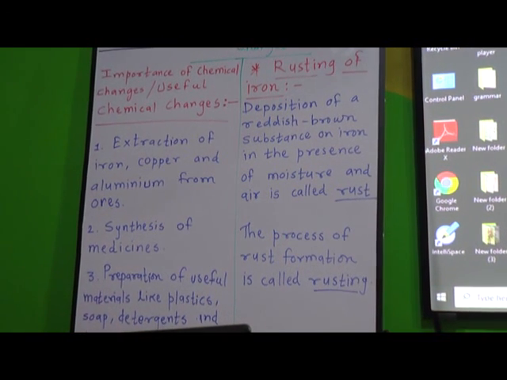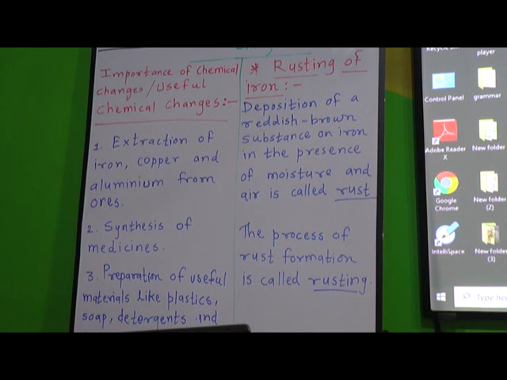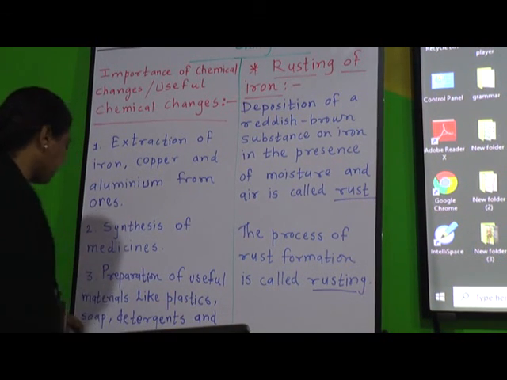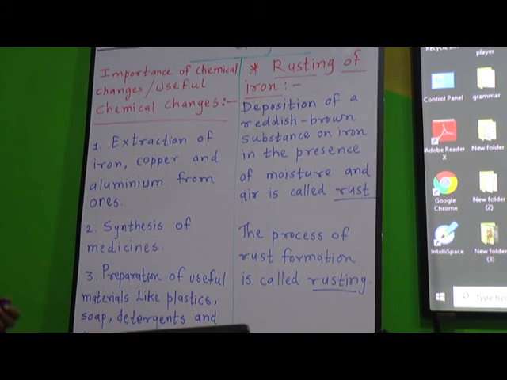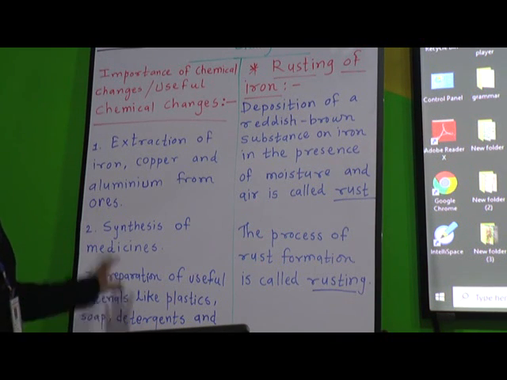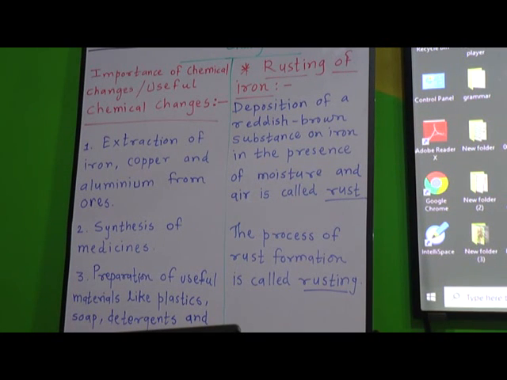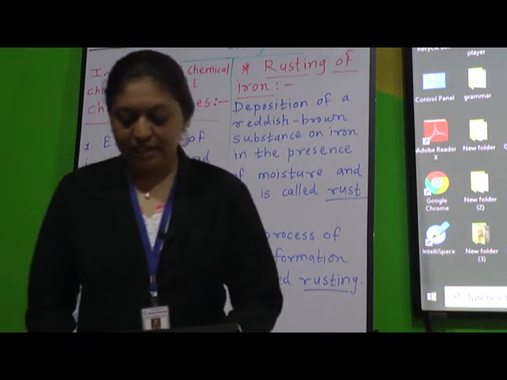Then the third one, preparation of useful materials like plastics, soap, detergents and perfumes. When we make or prepare these plastics, soap, detergents and perfumes, that is a use of chemical change. So these are uses of chemical changes. Whenever we have to make different types of substances or materials, we use chemical change.